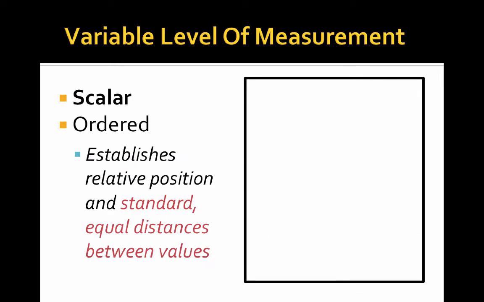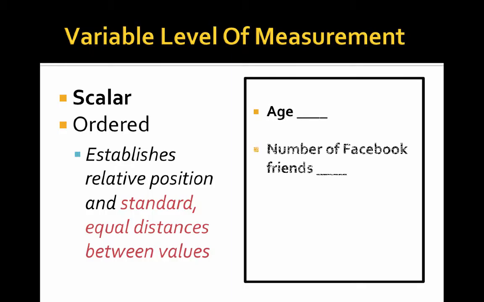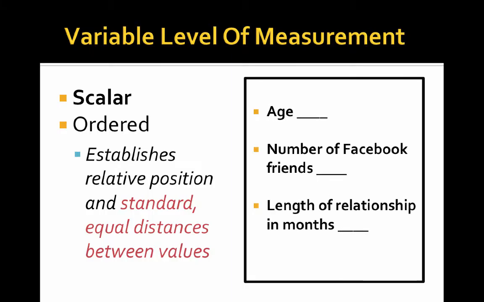Now, the last level of measurement I want to pay attention to is scalar. And this is where the variables are ordered, but there's also equal distances between the values. So typical ratio variables, like age, like number of Facebook friends, like length of relationship, where you fill in the blank with an actual number, these are scalar variables because the number corresponds to something that actually exists in the real world, and there's a measurable difference between the different responses.